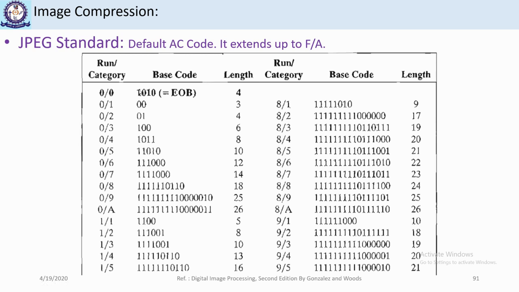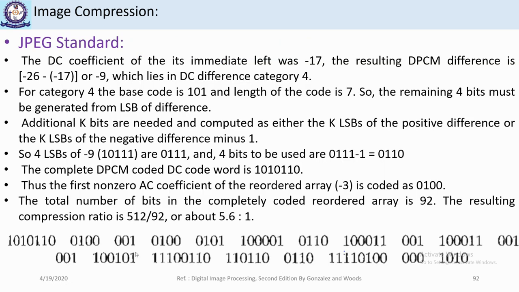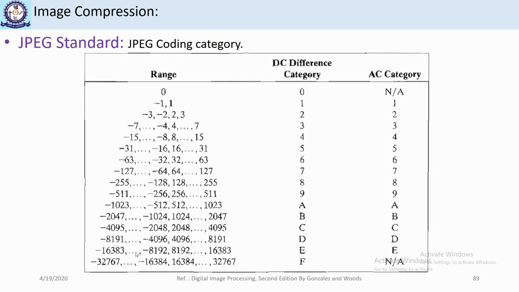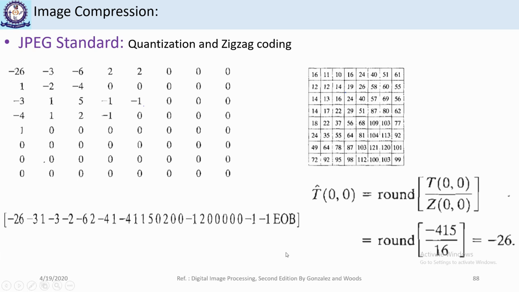If the AC coefficient is 1 and there is no 0 before this, then we use this base code. Then in the same way we find the run and category for each AC coefficient, and the base code corresponding to that we will use for the AC coefficient. Hope this is clear.